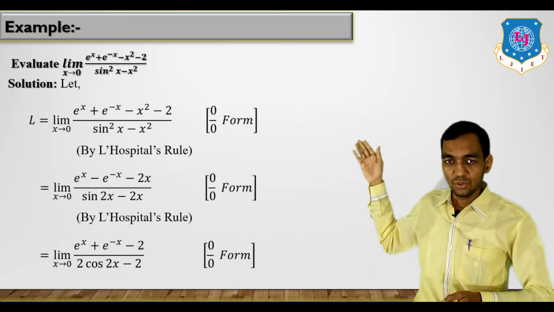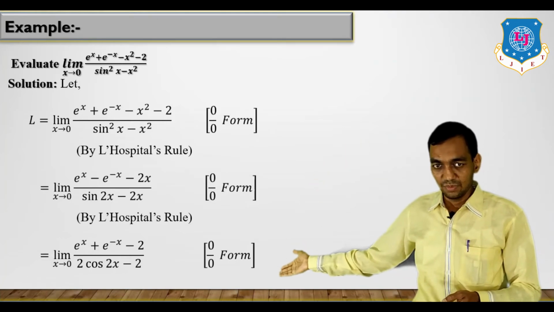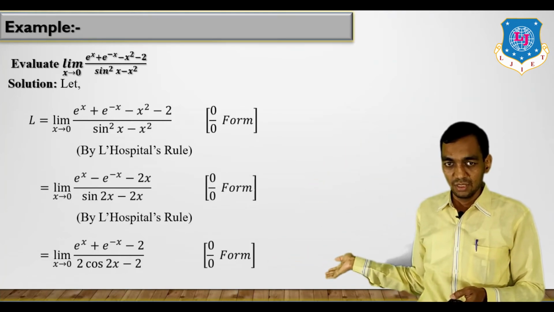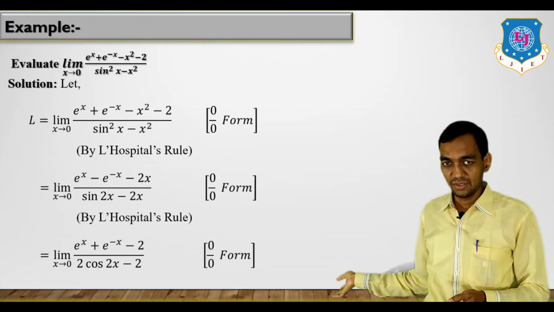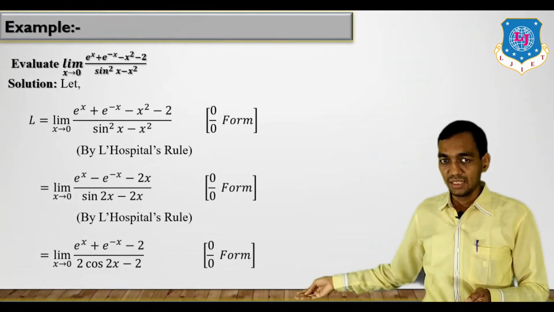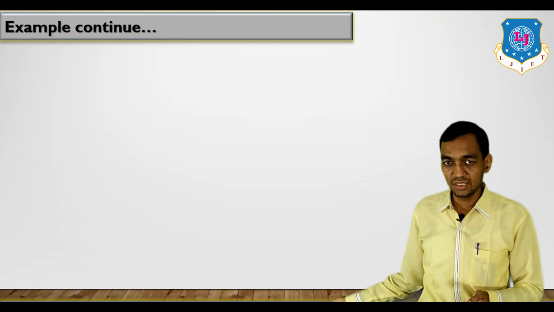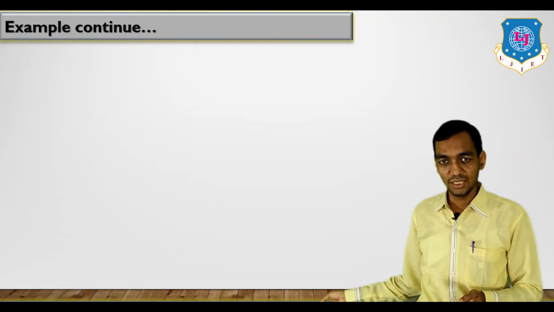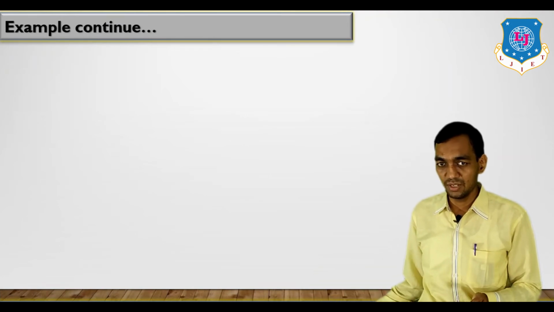Now again, if you are going to put the limit in the last term, then e raised to 0 has a value 1. E raised to 0 also has a value 1, so 1 plus 1 is 2, minus 2, that means the numerator is still 0. In the same manner, in the denominator cos 0 has a value 1, so 2 into 1 is 2, minus 2, so again the denominator also has a value 0.